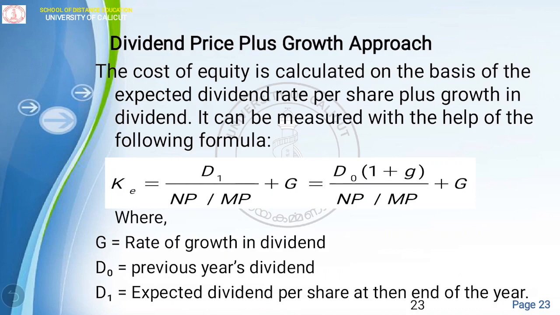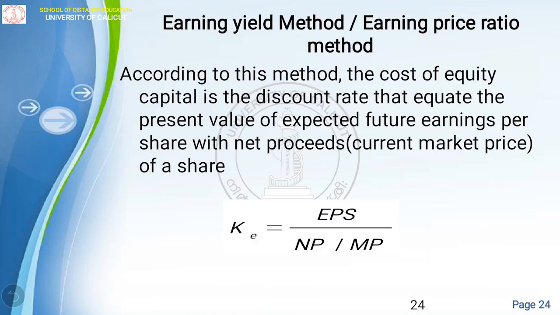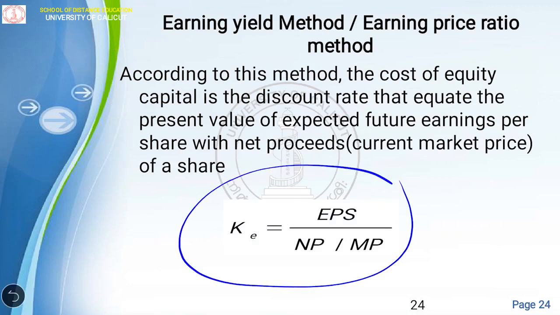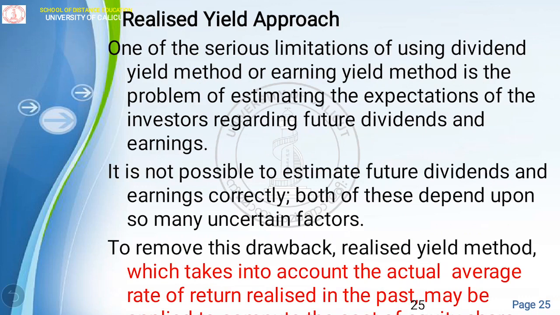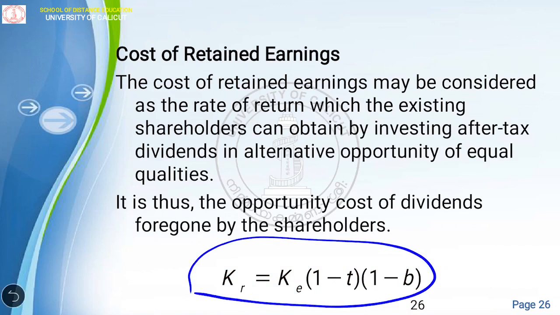Dividend price plus growth approach: the cost of equity is calculated on the basis of the expected dividend per share plus growth. So in our formula you can see that there is a plus growth term. Then the earning yield method is calculated as earning per share divided by NP or MP. Realized yield is a limited one. Then cost of retained earnings can be calculated by Kr equals Ke into (1 minus T) into (1 minus B).